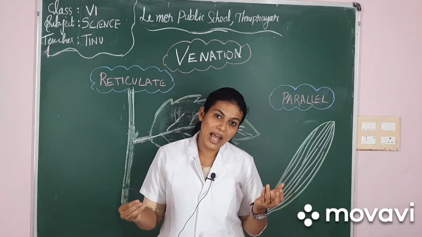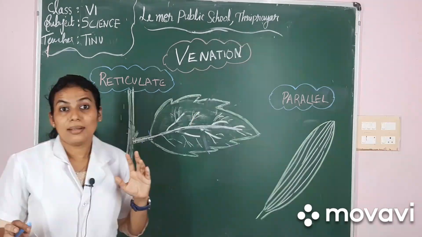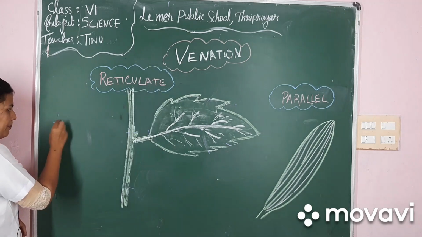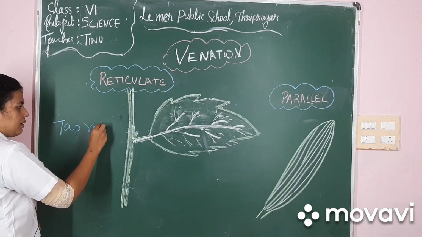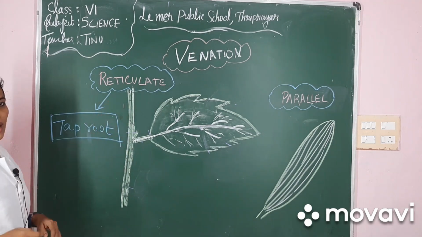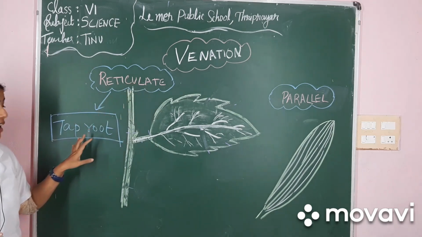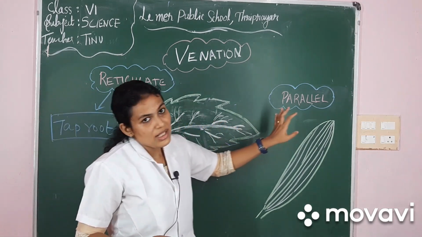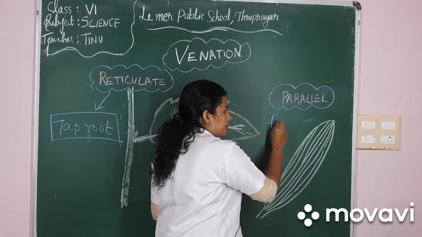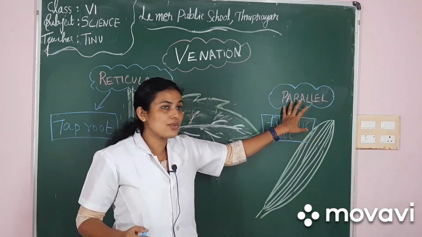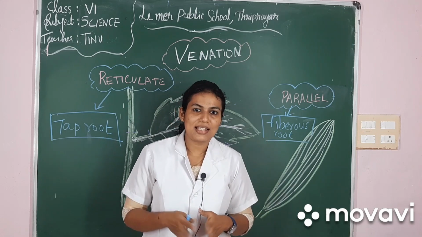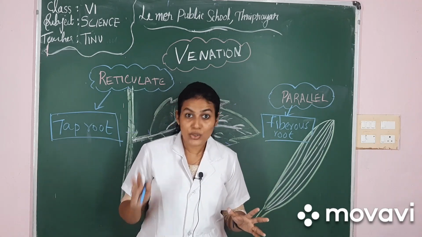Relationship between the leaf and the root system goes like this. The plants with reticulate venation have taproot system, whereas the plants with parallel venation have fibrous root system. So the plants with parallel venation have fibrous root system. Now let's observe few plants and see whether this relationship is true or not.